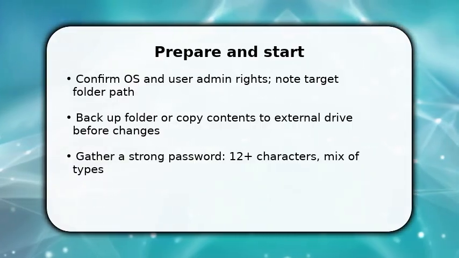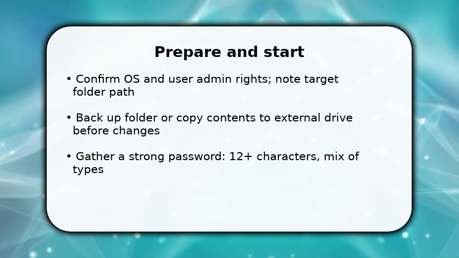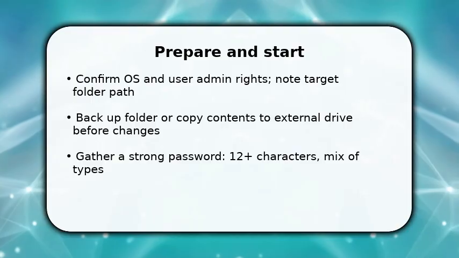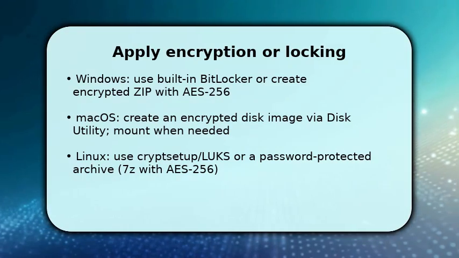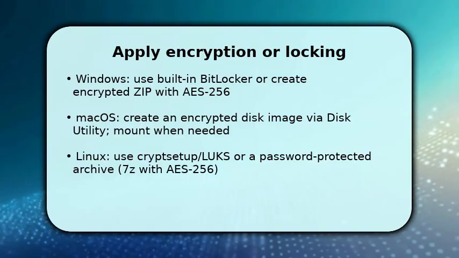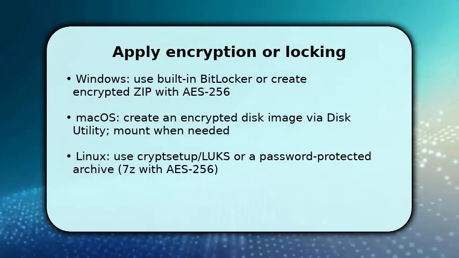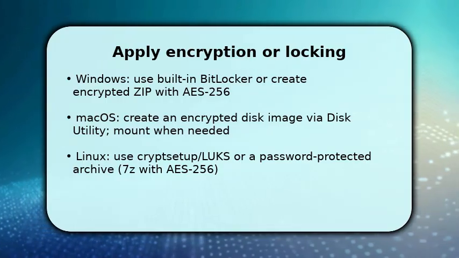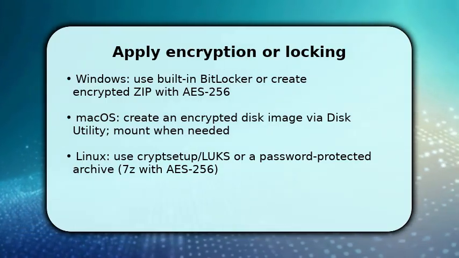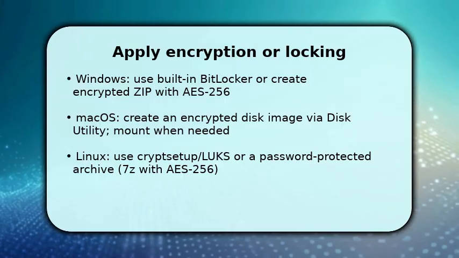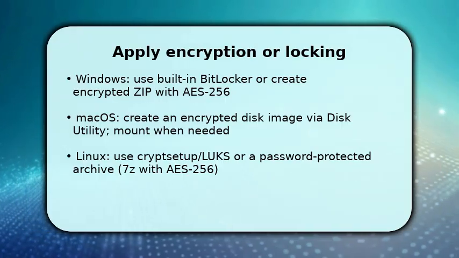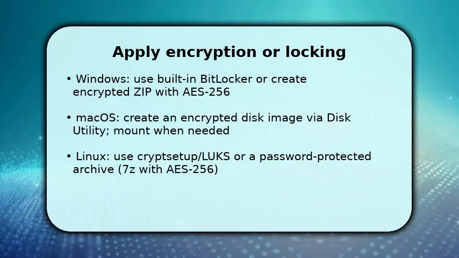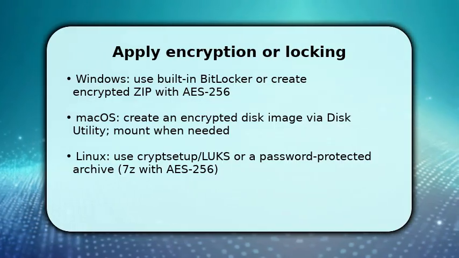You now apply encryption or locking based on your platform. On Windows, enable BitLocker for drives or create an encrypted ZIP using AES 256 and a password. Check archive settings for maximum encryption. On Mac OS, open Disk Utility and create an encrypted disk image, choosing a sparse image if you want dynamic size. Mount it with your password when accessing files. On Linux, initialize a LUKS container with cryptsetup.